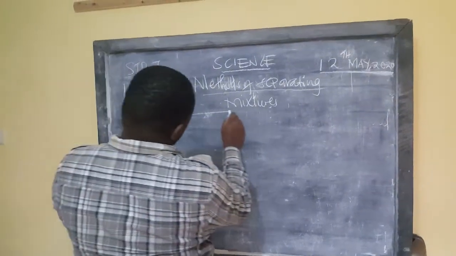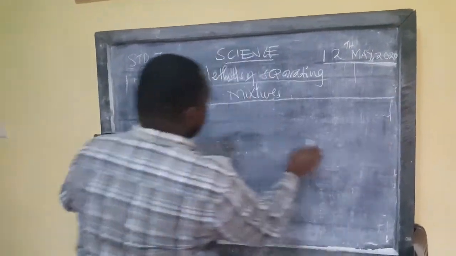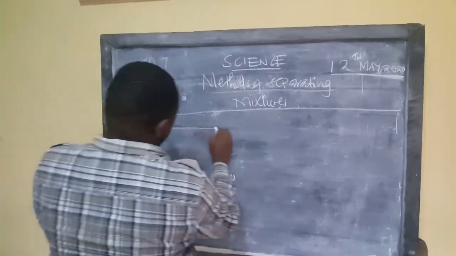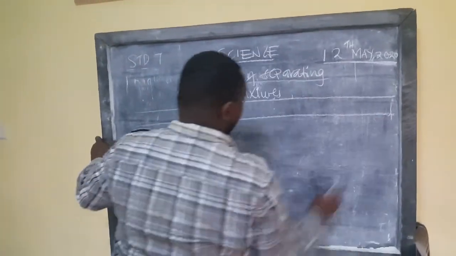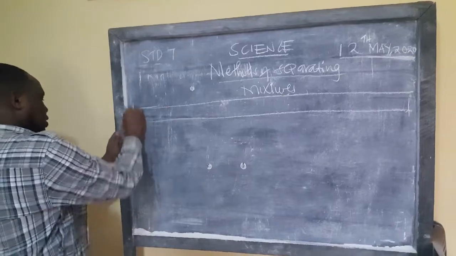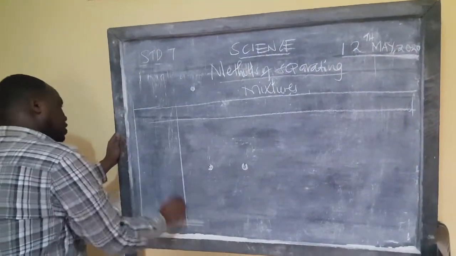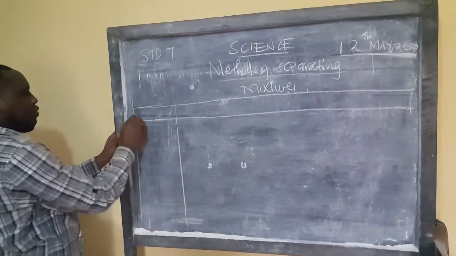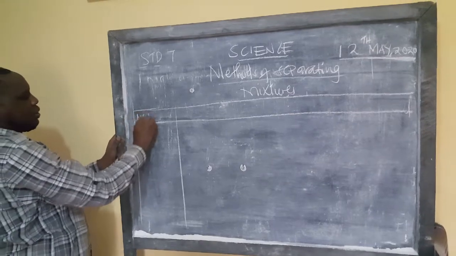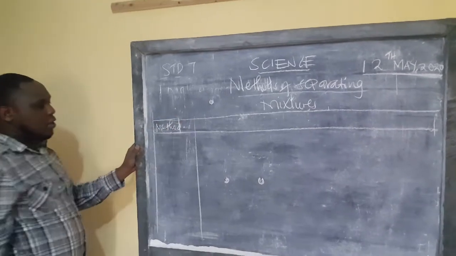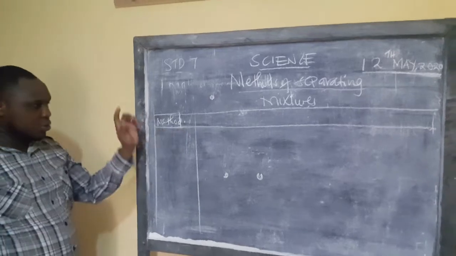Going to have a table like this. In our table here, we are going to have 3 divisions. The first division will be the type of method of separating the mixture. So the method.